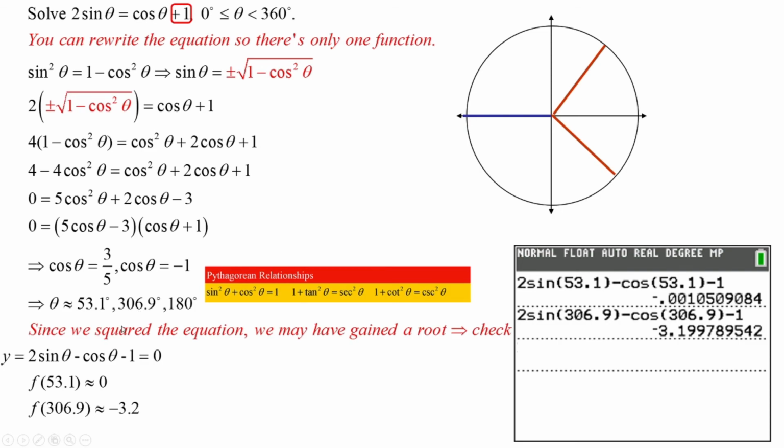That is a root that I gained by squaring both sides of the equation above. So that answer does not work. Make sure you do not have that as one of your answers.